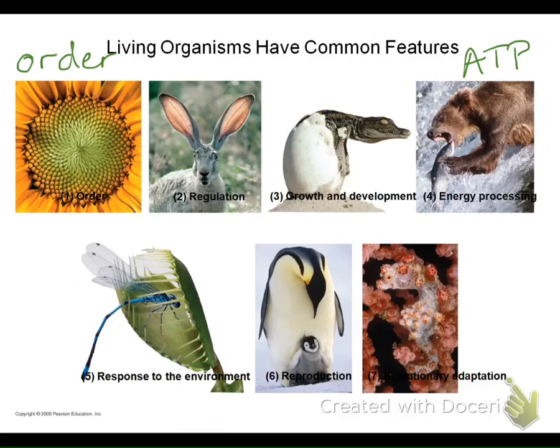evolutionary adaptation. You can see this little seahorse. It's so well camouflaged in the picture. In the process of evolution, species become better adapted to their environment. The organisms don't die off. So we talk about evolutionary adaptation as being necessary for life, but I always want you to remember an individual organism cannot evolve. Only populations of organisms over time can evolve.